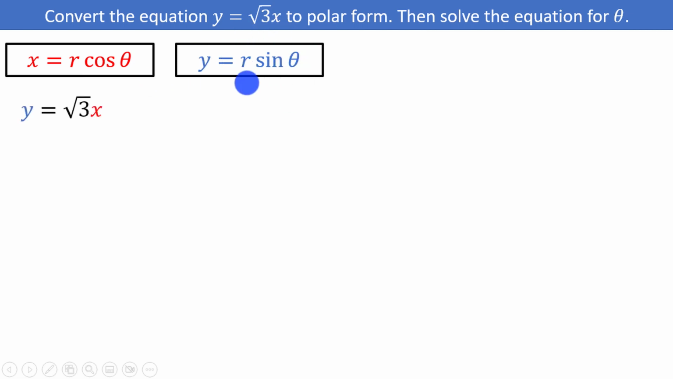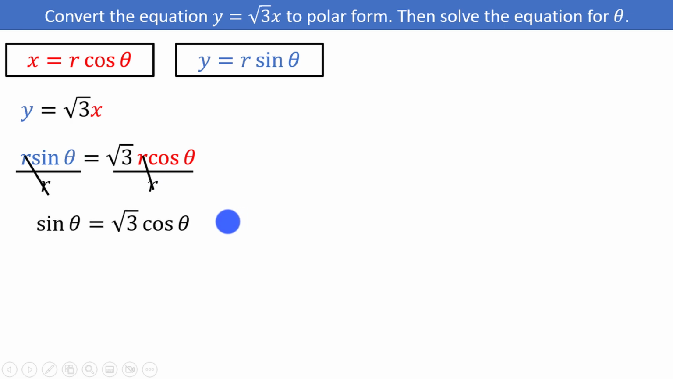We can substitute these into our equation. Y is equal to r times the sine of theta, and x is equal to r times the cosine of theta. Since both sides include an r, we can divide both sides by r. This will cancel the r's, and we will be left with sine of theta is equal to square root 3 times the cosine of theta.